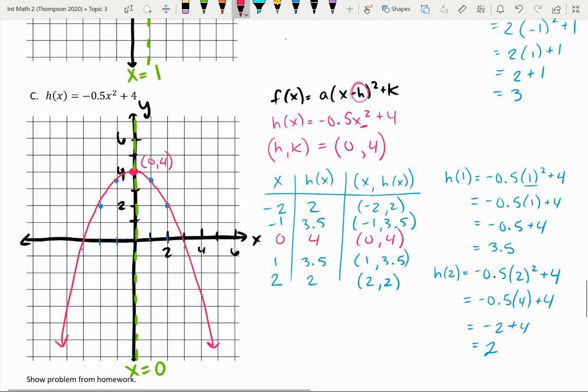And this should look quite a bit wider than the previous ones because I'm multiplying by 0.5. So notice the negative causes it to flip. It opens down. And the 0.5 should cause the graph to look wider.